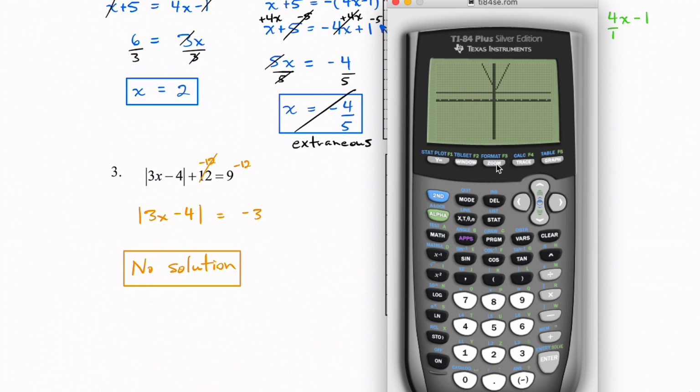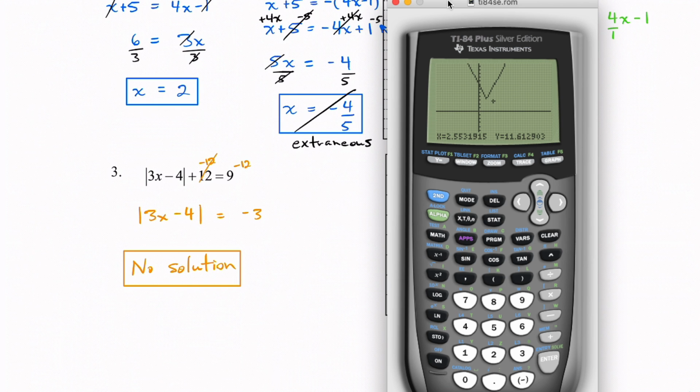You maybe can't see it, so I'm going to zoom in. I'm just going to click zoom, and then option number 2 is to zoom in. And then I'm going to scroll up a little bit just to make sure that we got the point in our view. So we can see they do not intersect, they do not cross.